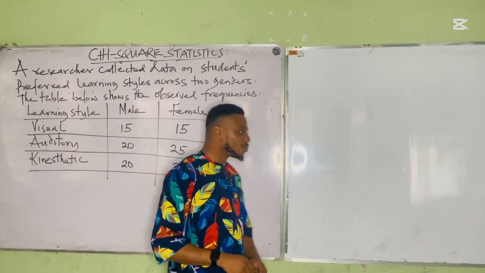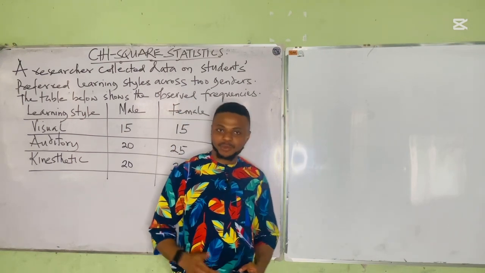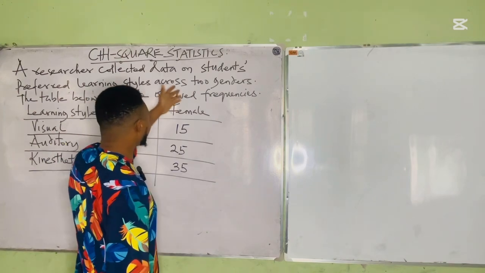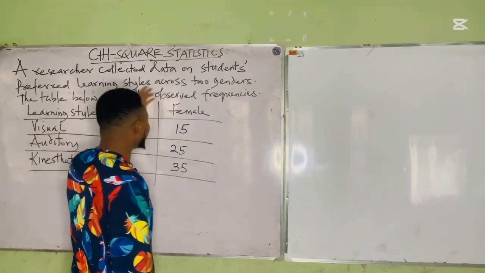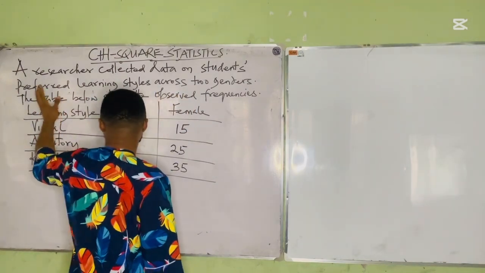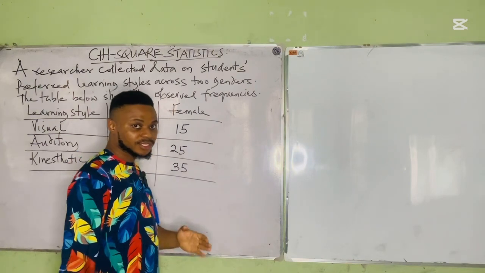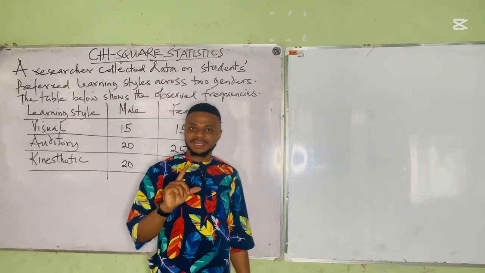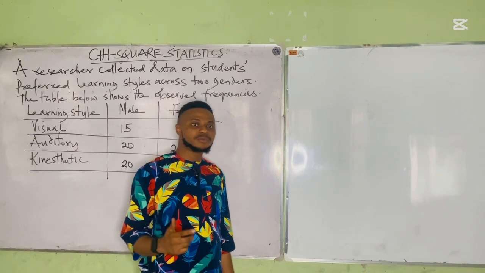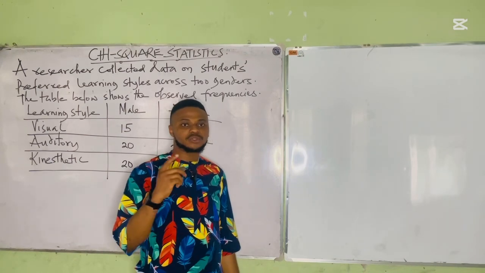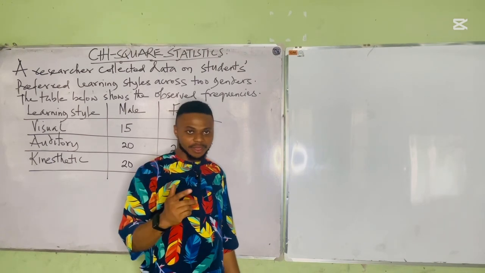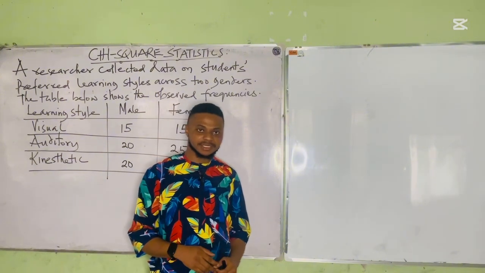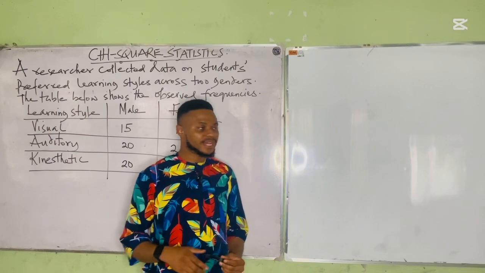All right. So now quickly, we have a question before us. We'll be solving it quickly. A researcher collected data on students' preferred learning styles across two genders. The table below shows the observed frequencies. Most times, in fact all times, you'll be given the observed frequencies. It is from the observed frequencies that you would have to determine the expected frequencies and by extension, your chi-square statistics.